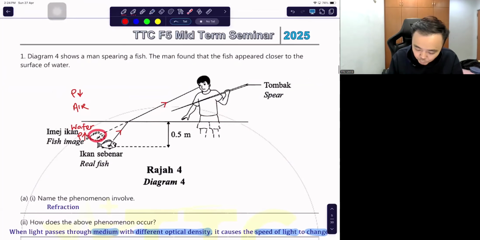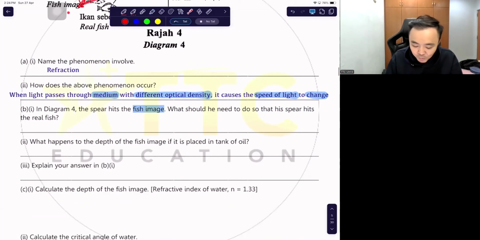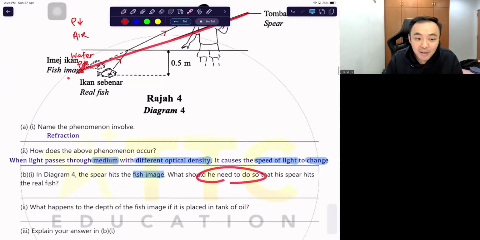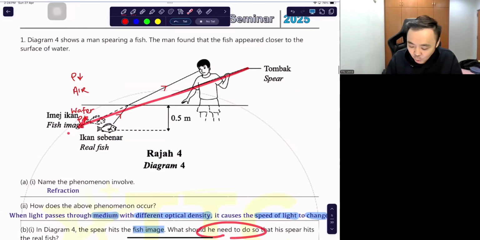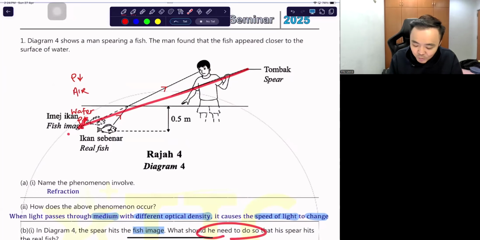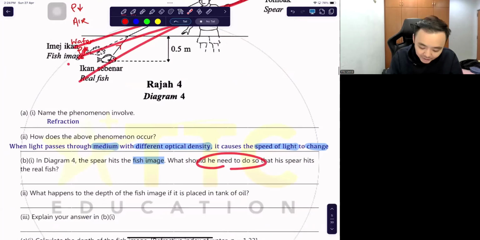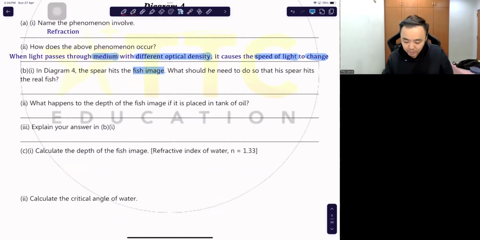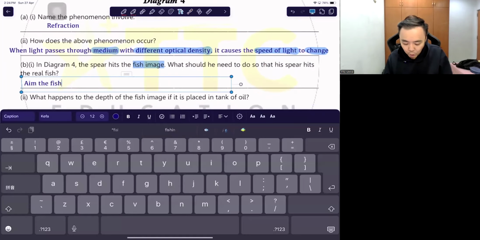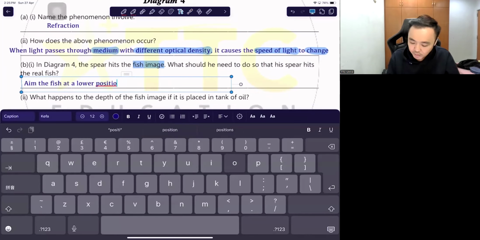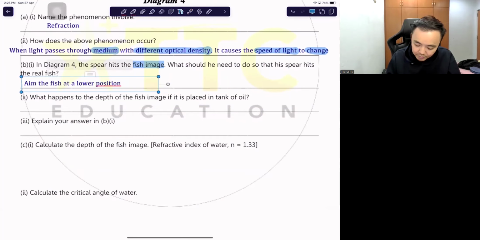So of course, you saw this one, right? You throw the spear like that. Is it going to hit the fish? Then what does he need to do? What should the fisherman do in order to hit the real fish? Aim where? Aim higher, lower? Of course, aim lower, right? Aim deeper also correct. So aim at the fish at a lower position. Okay? Aim at the fish at a lower position. Simple, straightforward. That's it.